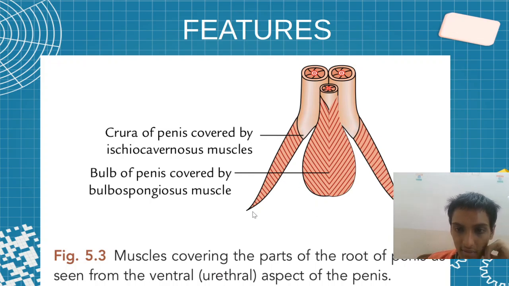Here we are finding the root of the penis. The bulb is covered by the bulbospongiosus muscle. What is meant by this? Bulbo means bulb. This is a spongy muscle covering the bulb. And which is covering the crura is the ischiocavernosus muscle. So remember two muscles, ischiocavernosus and bulbospongiosus.